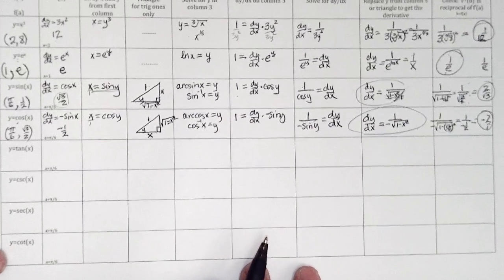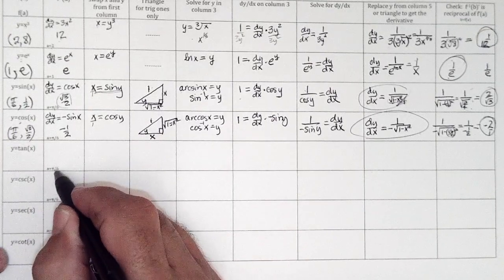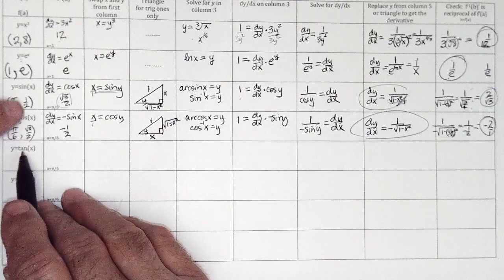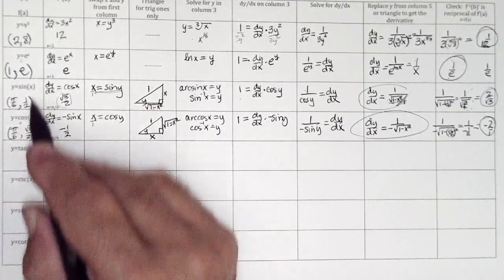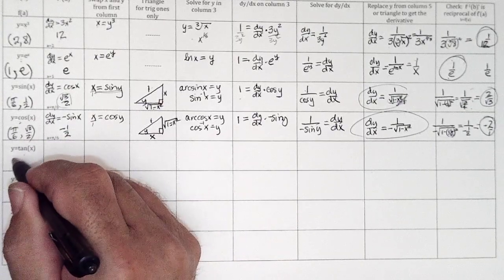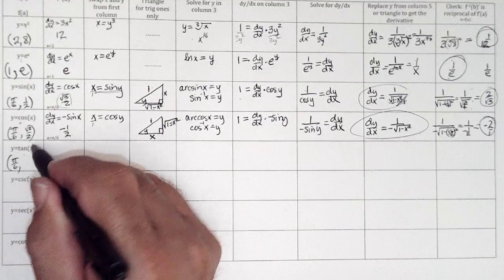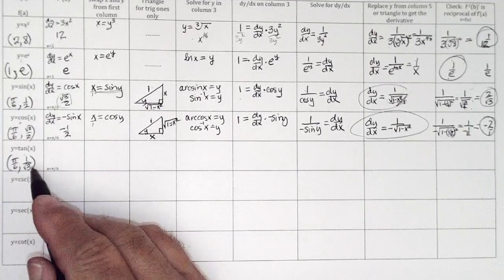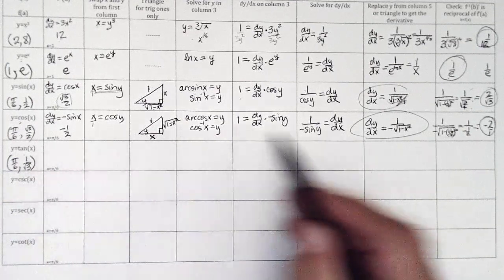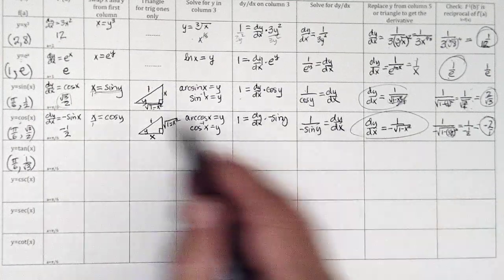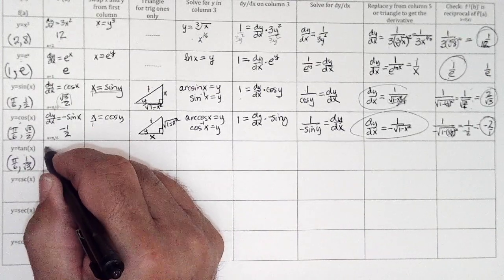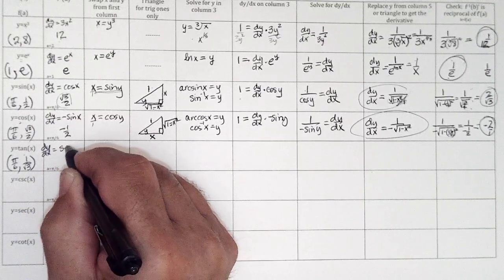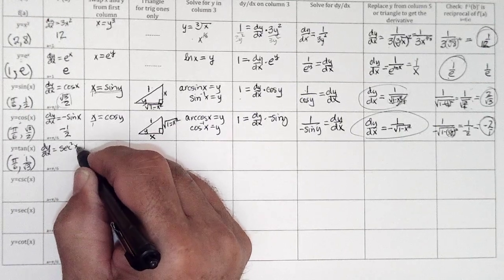Okay, now we'll do the tangent. So at pi over 6, the tangent, which is sine over cosine, is 1/2 over the square root of 3 over 2, which is 1 over the square root of 3. At pi over 6, the tangent is 1 over the square root of 3. So I'm going to find the slope of the arctangent at 1 over the square root of 3. Now the slope of the tangent, dy/dx, is secant squared x. That's the derivative of tangent.